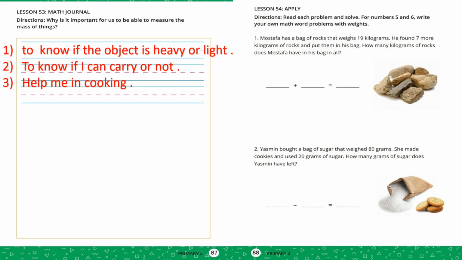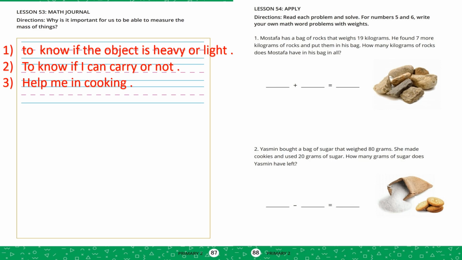Open page 87 and 88. Lesson 53. Our math journal. Why is it important for us to be able to measure the mass of things? Number 1. To know if the object is heavy or light. Number 2. To know if I can carry or not. Number 3. Help me in cooking.